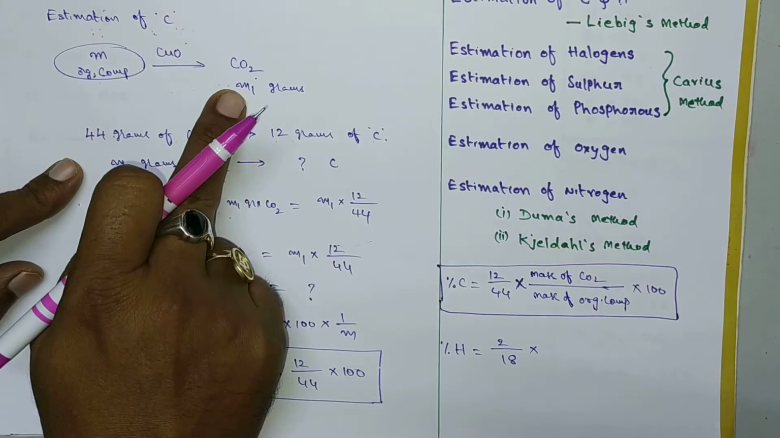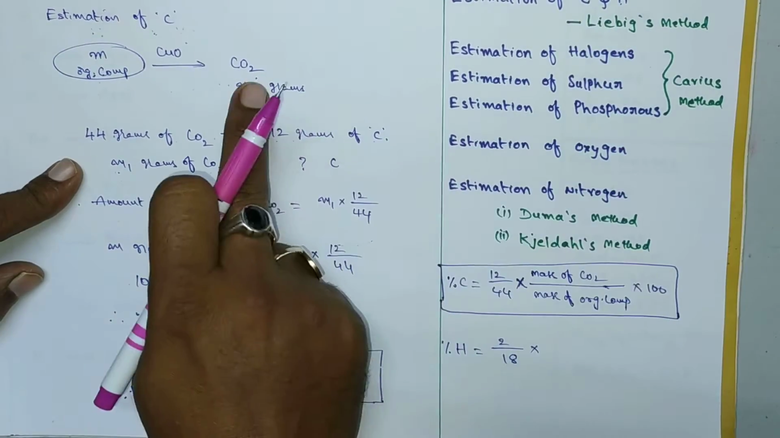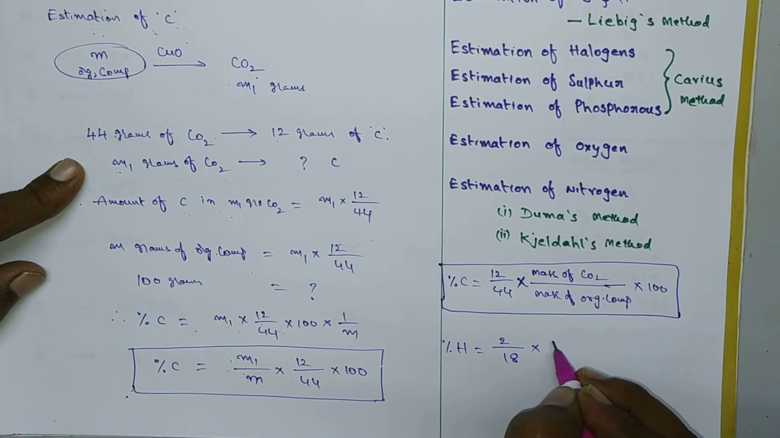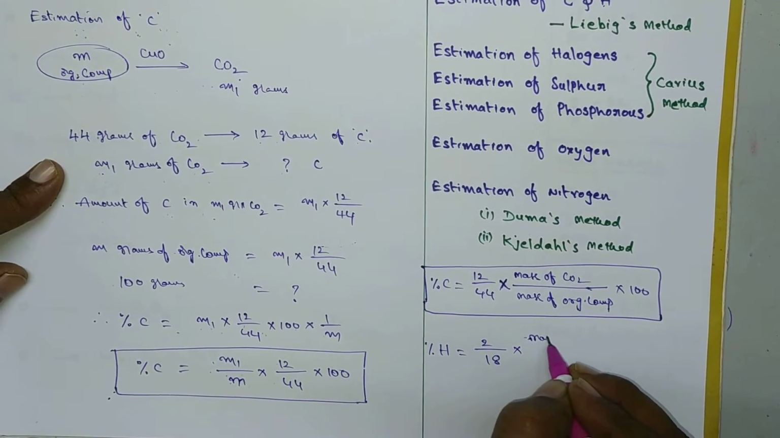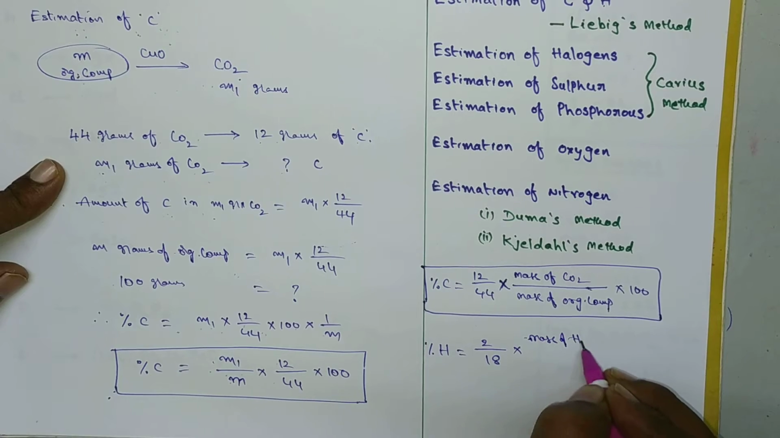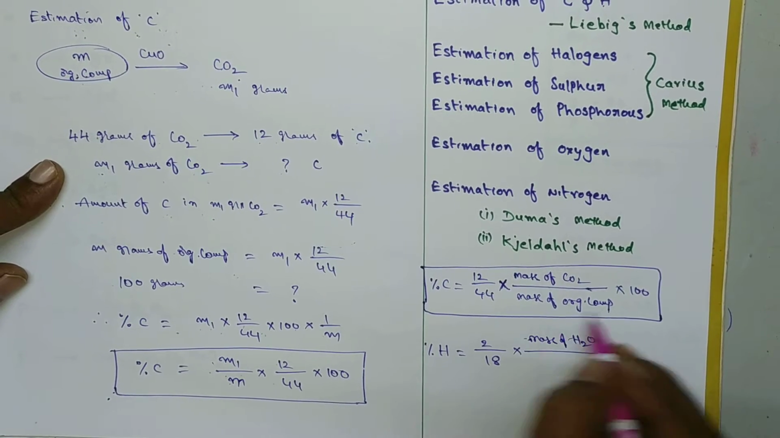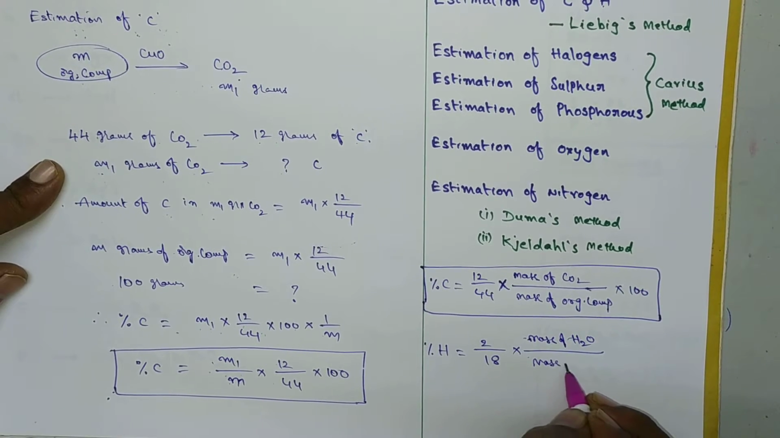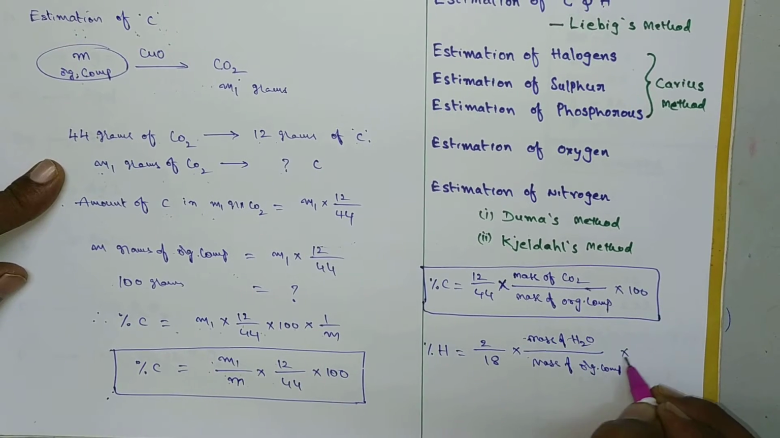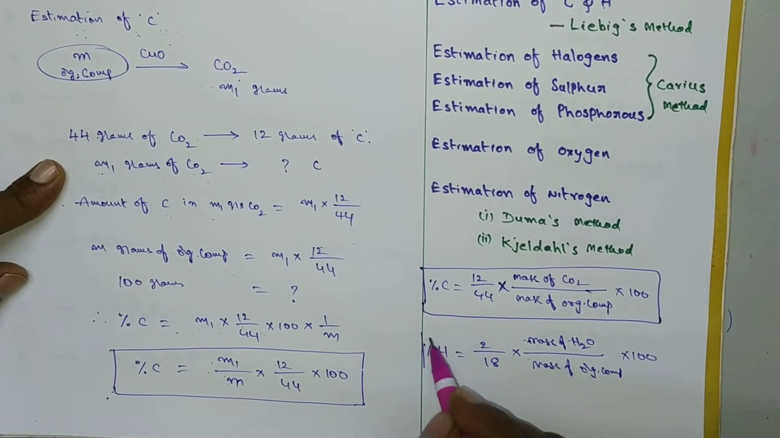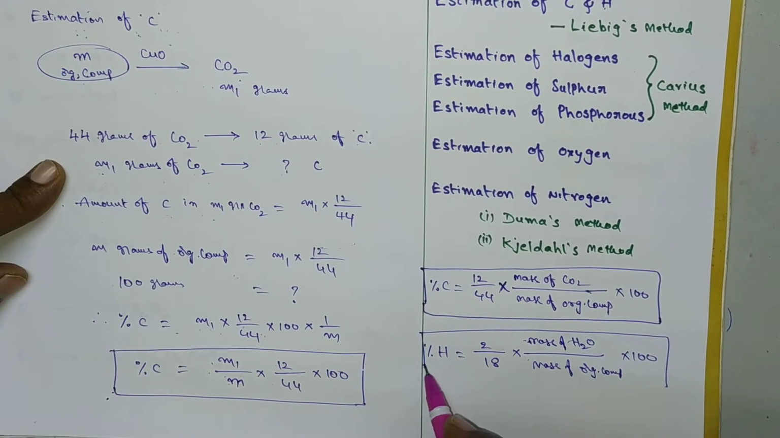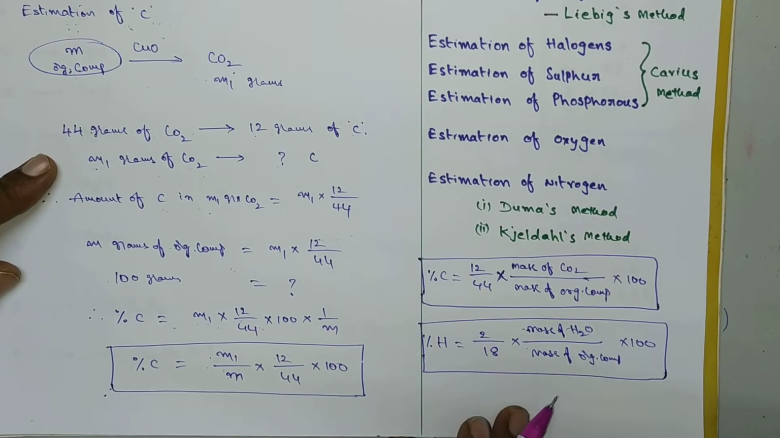In case of carbon it is converted into carbon dioxide. In case of hydrogen it can be converted into water. So that is mass of water by mass of organic compound into 100. So in this way you can easily solve any problem based upon these estimations by the simple logic.